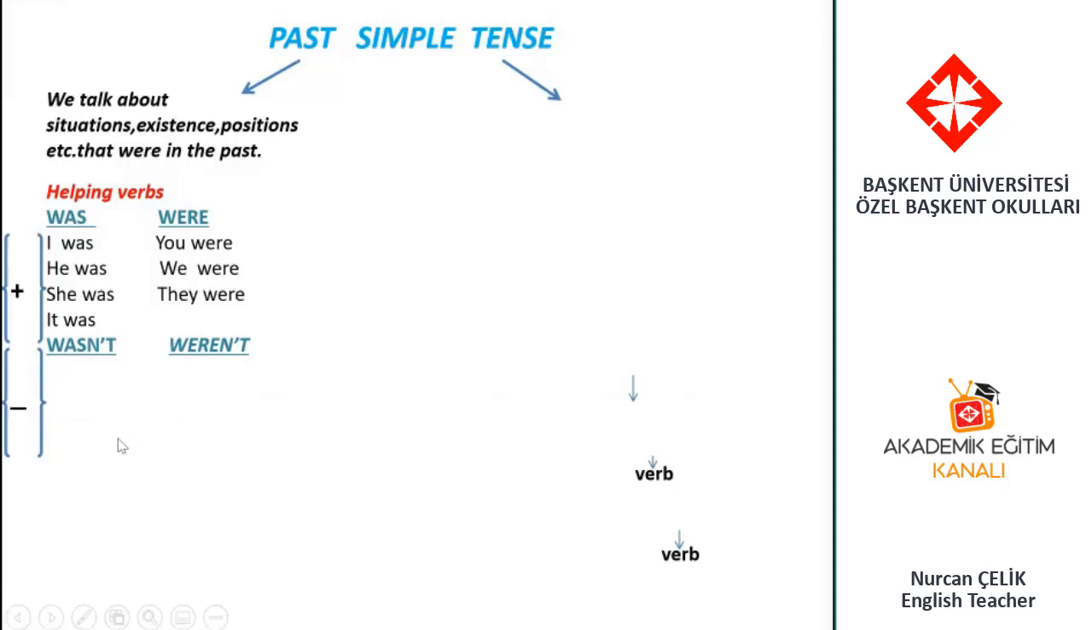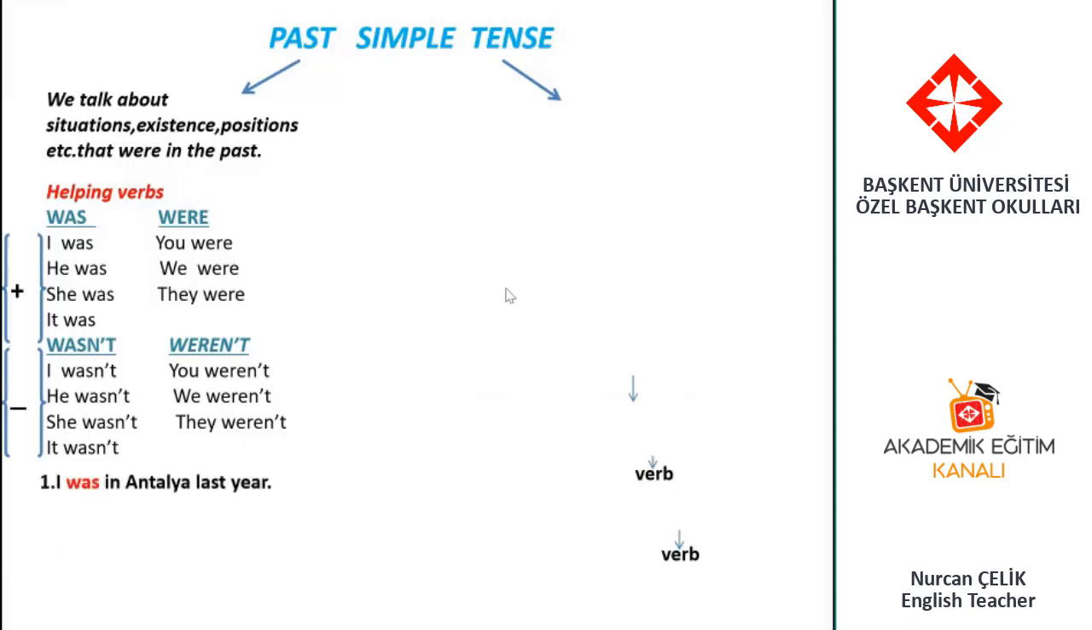And when we make negative sentences, we use wasn't or weren't. Let's see how we use them with pronouns. I wasn't, you weren't. He wasn't, we weren't. She wasn't, they weren't. And it wasn't. And of course, we also make sentences to talk about the actions, the events in the past. How do we make sentences when we talk about the past activities?